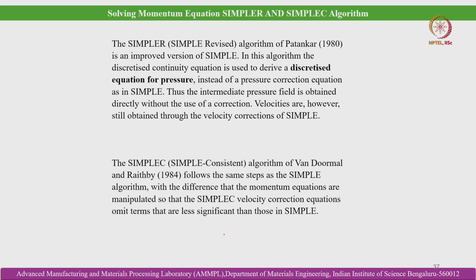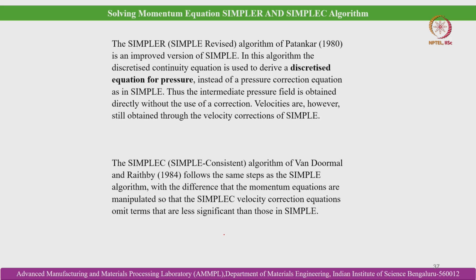There are some other algorithms also, like simpler. Simpler is nothing but revised simple. It is an algorithm again given by Patankar in 1980. It is an improved version of simple. In this algorithm the discretized continuity equation is used to derive a discretized equation for pressure instead of a pressure correction equation as in simple. So the intermediate pressure field is obtained directly without the use of a corrective factor. The velocities are however still obtained through the velocity corrections of simple.